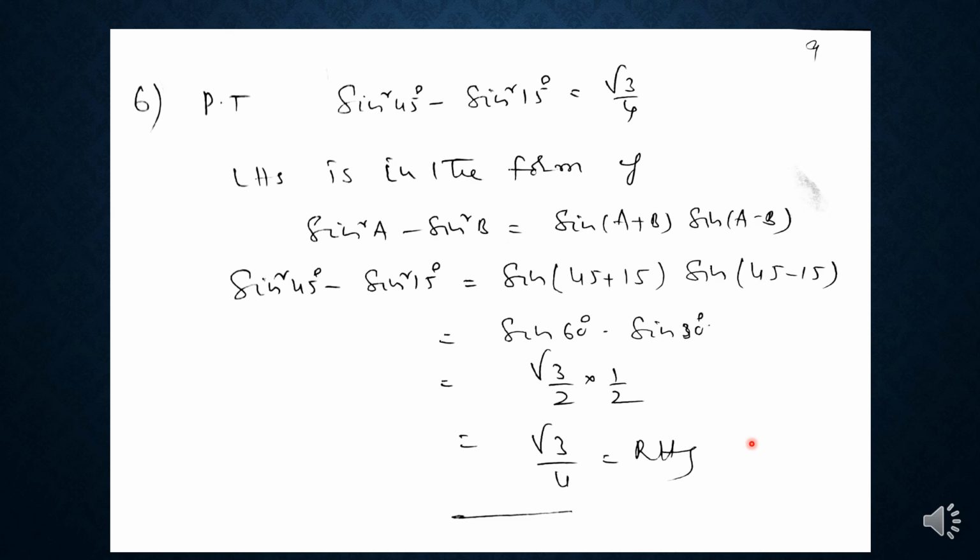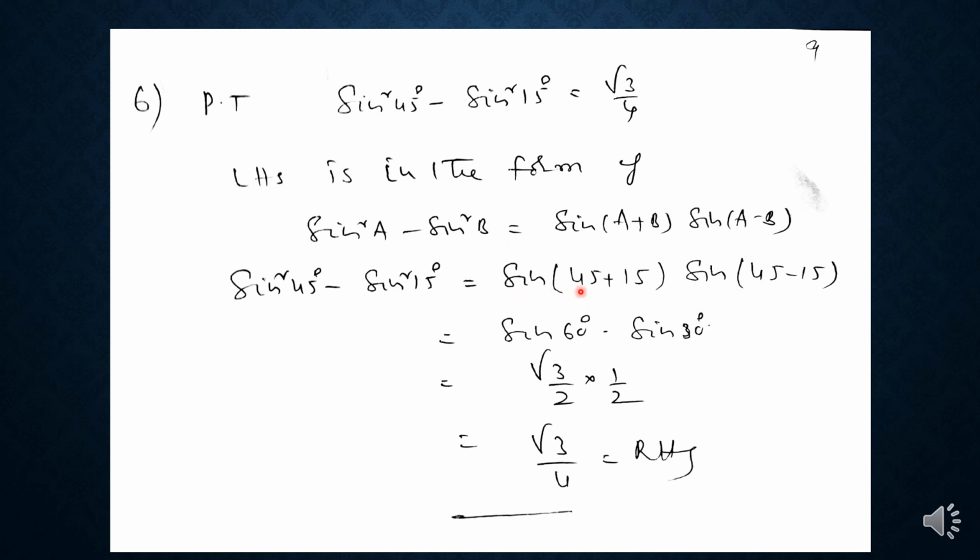In the LHS, we have the form sin square A minus sin square B, which can be written as sine of A plus B into sine of A minus B. So here A is equal to 45 degrees and B is equal to 15 degrees. By substituting A equal to 45 and B equal to 15 in the formula, we get sin square 45 minus sin square 15 is equal to sine of 45 plus 15 into sine of 45 minus 15.